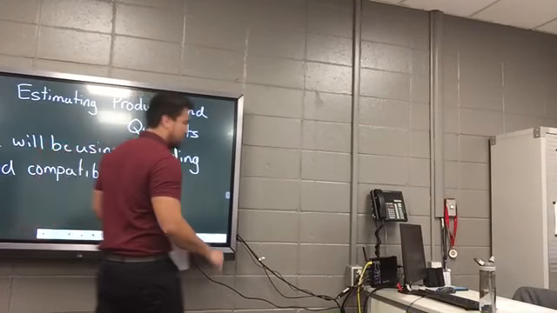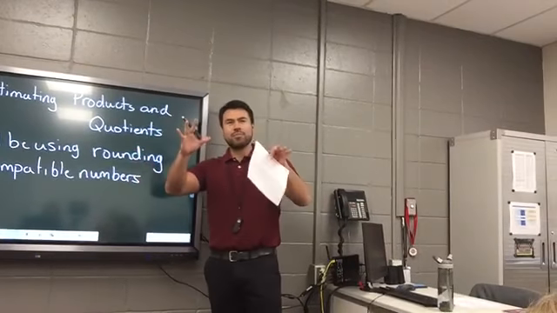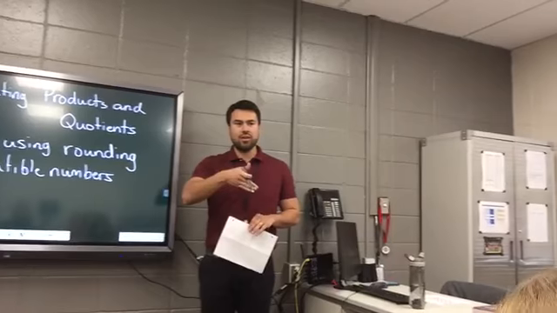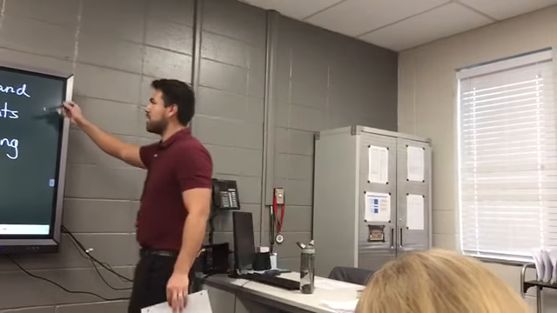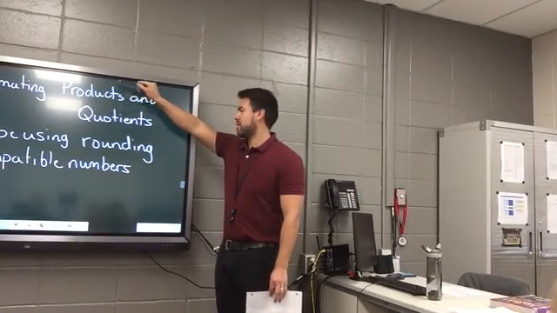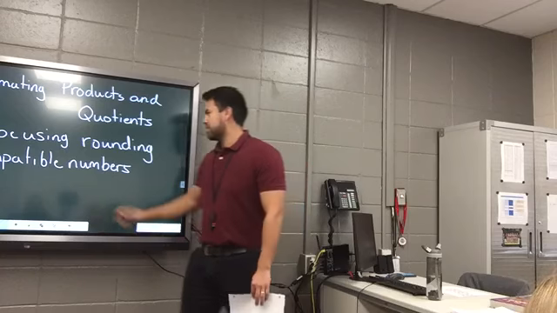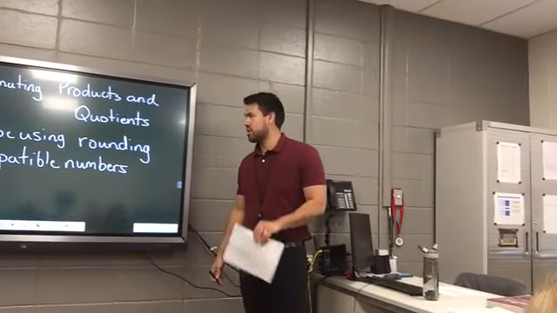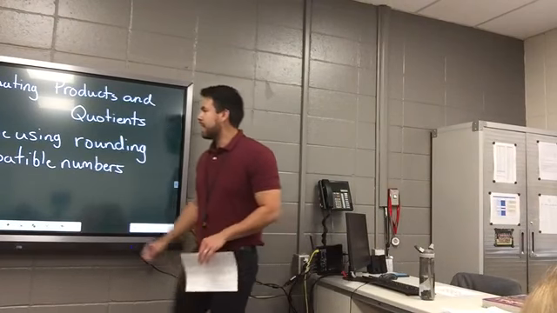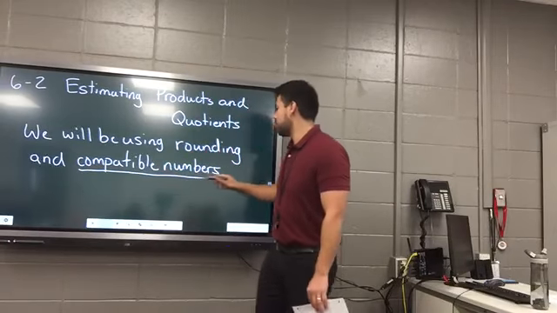So rounding, we've done. That's taking a number and rounding it to a certain place value and then using that to add, subtract, multiply, divide. Today, what operations are we talking about? Division and multiplication. Compatible numbers. Okay, and the main concept we're going to be using is compatible numbers.